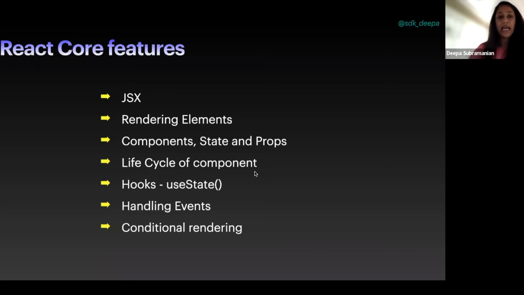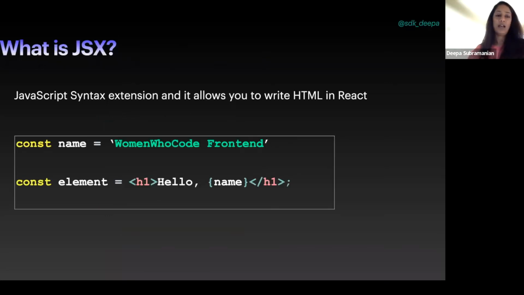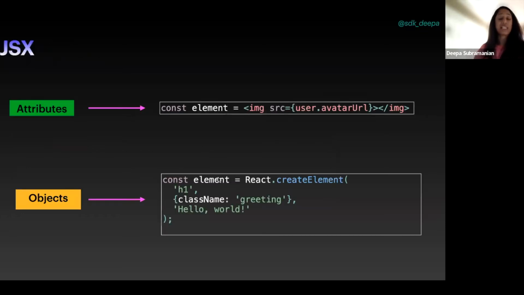Okay, with that said, we'll get started with JSX, which is a JavaScript syntax extension. Think of it like when you write HTML and JavaScript together, that syntactic sugar is called JSX. So here I have a variable with a string, and I'm using this variable inside of an HTML tag, right? This way of writing is called JSX. This is how you need to write in React. In JSX, you can put expressions, and it makes it dynamic.